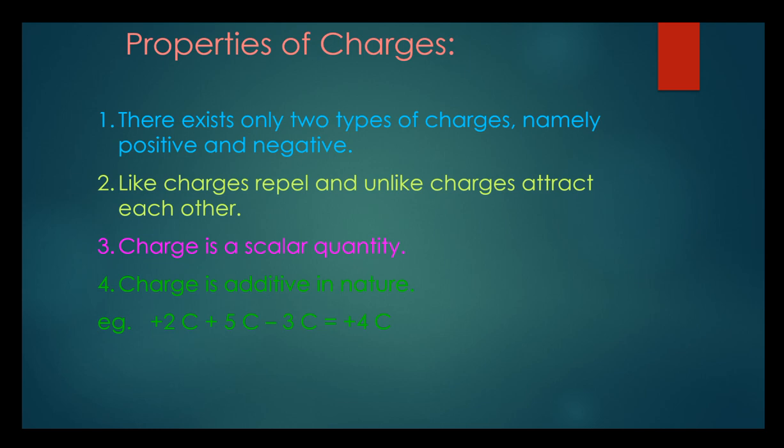If we have 2 coulomb of charge, 5 coulomb of charge and minus 3 coulomb of charge, we can simply add them together to get 4 coulomb of charge. Here we have to keep in mind the sign of the charge. We cannot ignore the sign and add them. When we are adding the charges, we must keep their sign in mind.